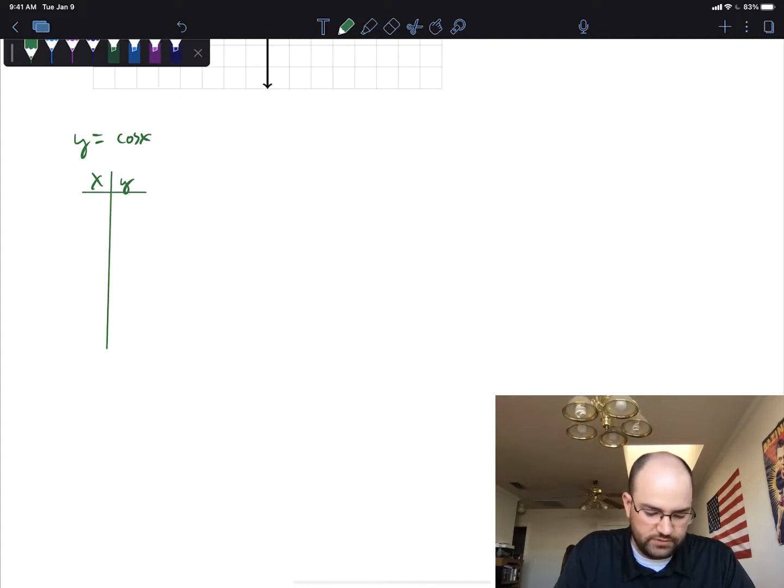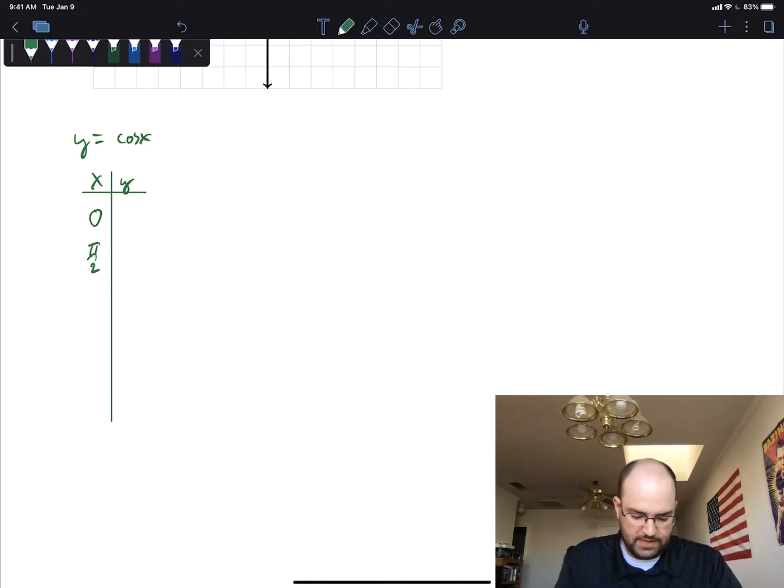Alrighty, let's start out with our table and the 5 key points: 0, pi over 2, pi, 3 pi over 2, and 2 pi. Awesome. Now, the y values for cosine begin at 1, so 1, 0, -1, 0, 1.